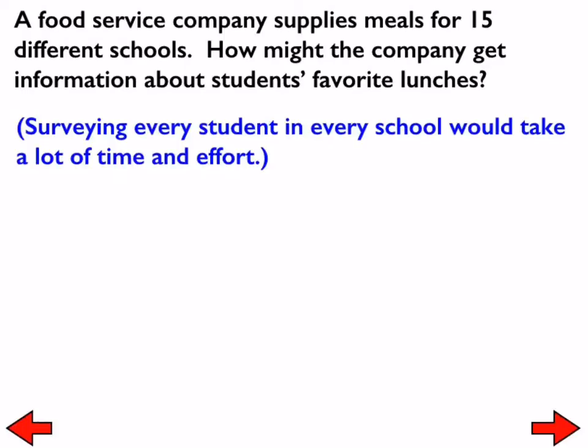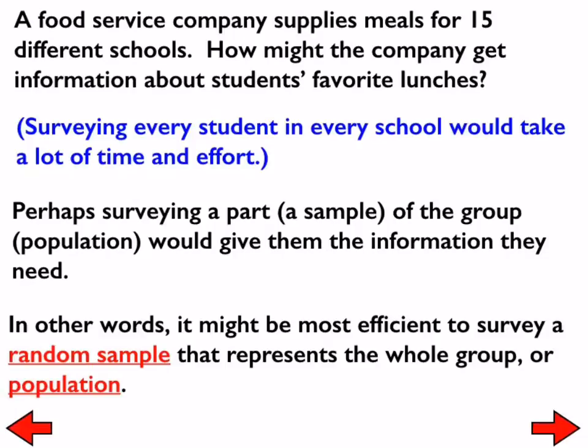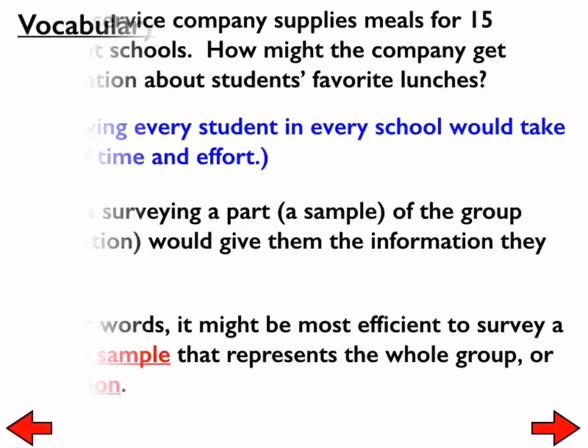So have a quick conversation with your shoulder partner. How might the company get information about students' favorite lunches? Go. Heard lots of good things there. One of the things I kind of heard was like this. Perhaps surveying a part, which is where the word sample comes from, of the group, which is the population, would give them information that they need. In other words, it might be most efficient to survey a random sample that represents the whole group or population.